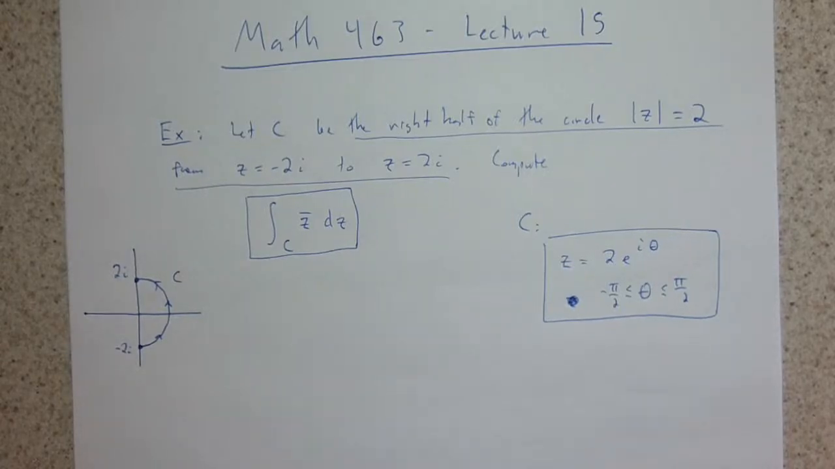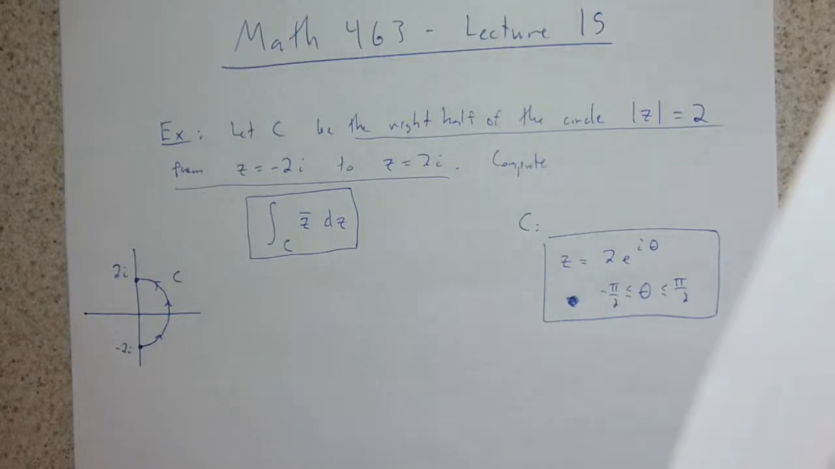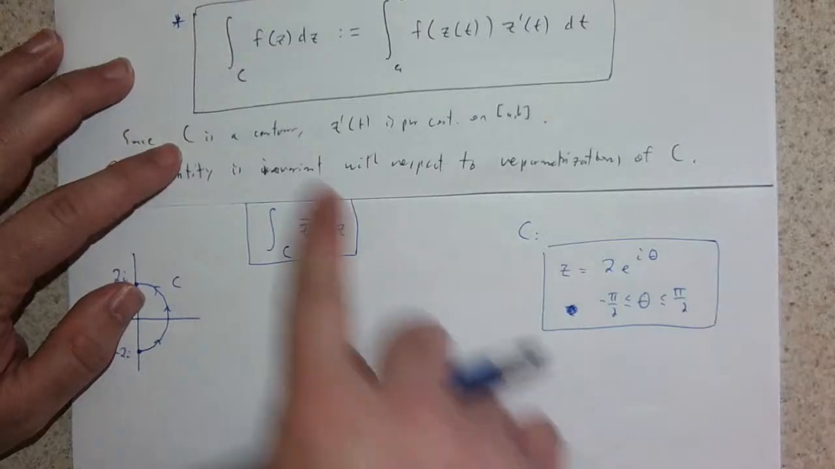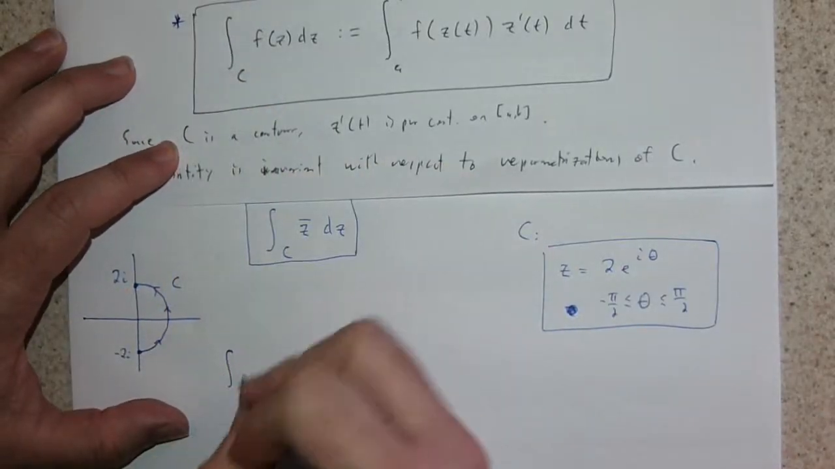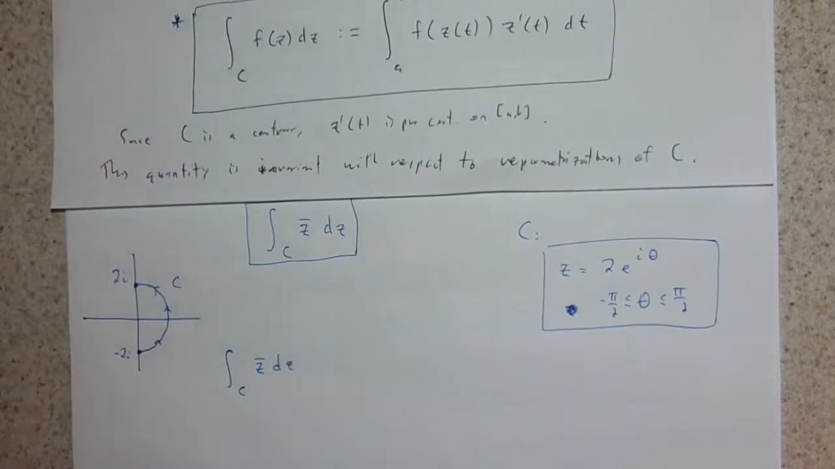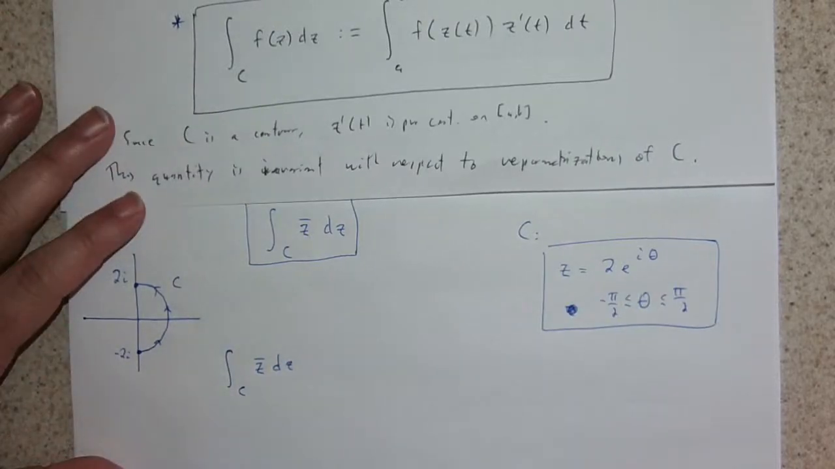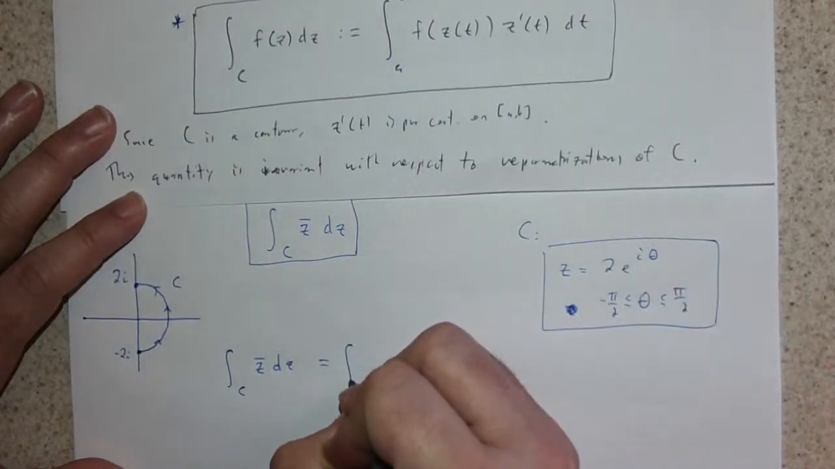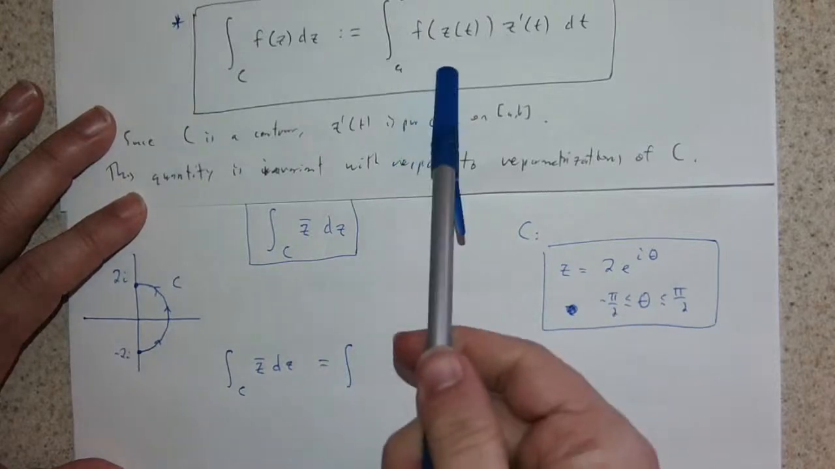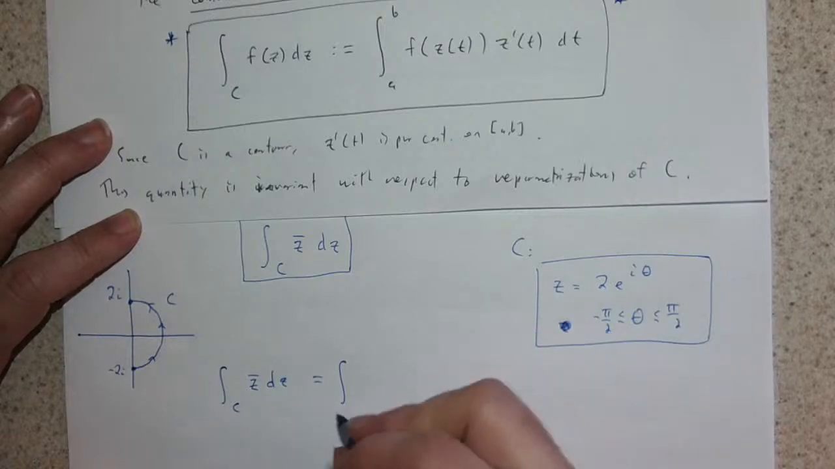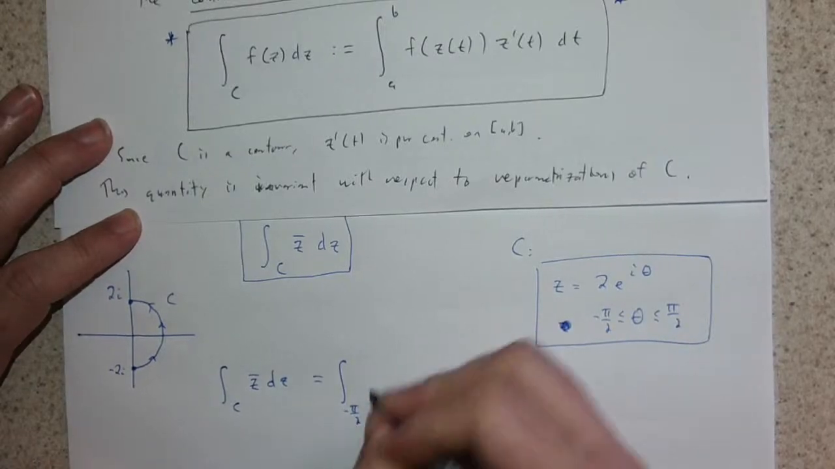Okay. So now, yet again, let's bring back our definition. If I want to compute the contour integral over C of z bar, the conjugate of z, using this, then what do I do? Well, according to the definition, the parameter theta lives between minus pi over 2 and pi over 2, so this is the integral from minus pi over 2 to pi over 2.